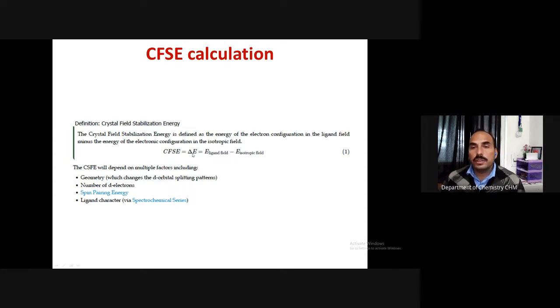So CFSE is equal to delta E, the energy gap between E ligand field minus E isotropic field. So CFSE will depend on multiple factors like geometry, number of electrons, spin pairing energy, and ligand character. Right? Remember the spectrochemical series.